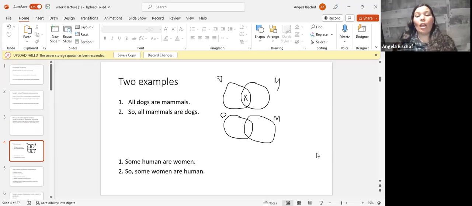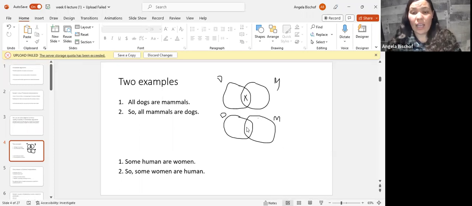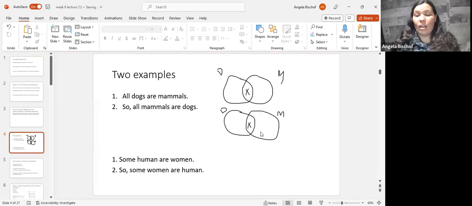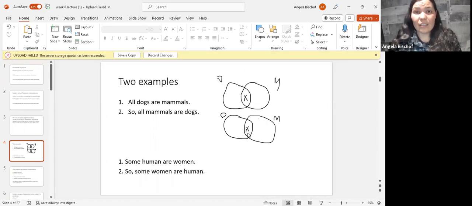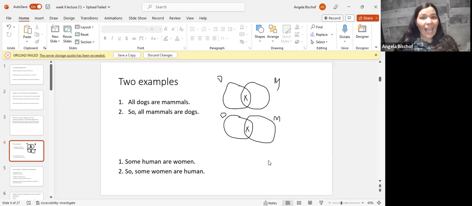And then I go look at my conclusion. So some women are human. And I say, all right, so that means there's something that's a woman who's also a human. And I draw my X there in the middle. Look at that. The conclusion contains an X in the middle, and I look at my premise, and it has an X in the middle. In this case, the diagrams are exactly the same. When the diagrams are exactly the same, you immediately know that it's valid.